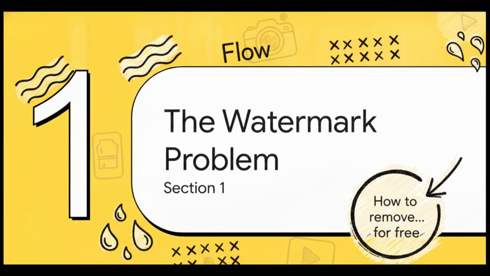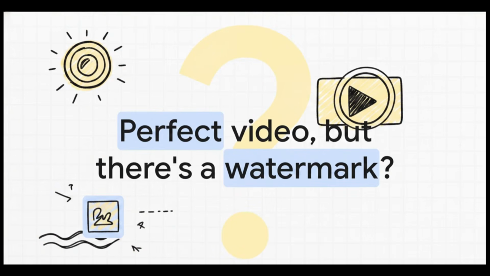Section 1. The watermark problem. Let's dive right into this. So, picture this. You've just generated the perfect Google Flow video. The lighting, the motion, the pacing, it's just absolutely flawless. But then, there's a watermark, right there in the corner. It instantly distracts from your otherwise perfect creation, right? It's incredibly annoying to have this pristine piece of media totally ruined by a little logo.